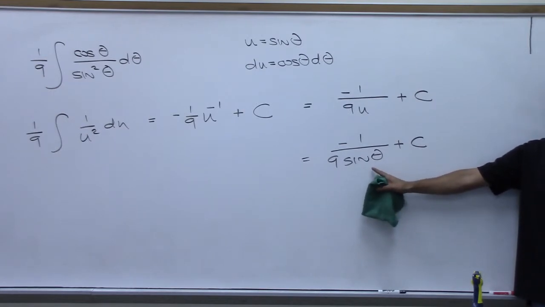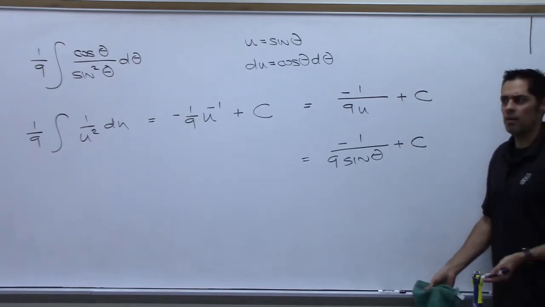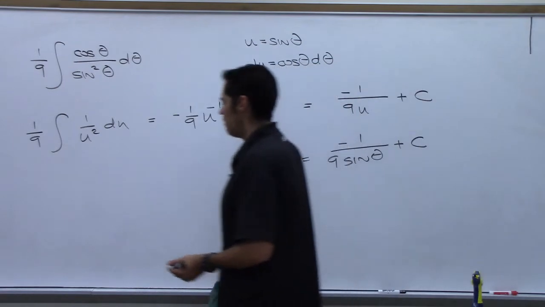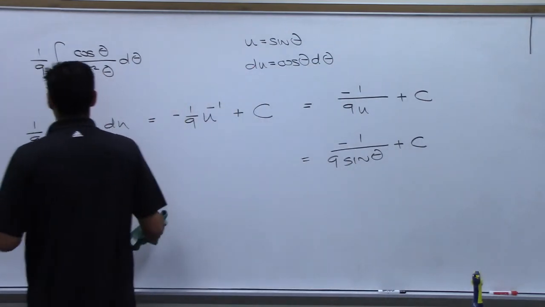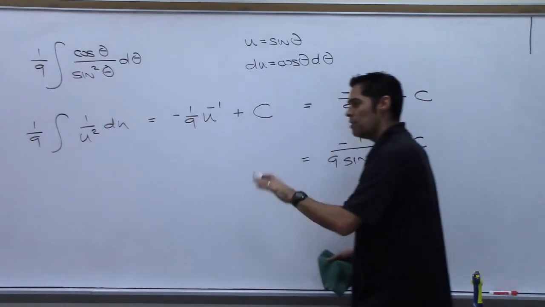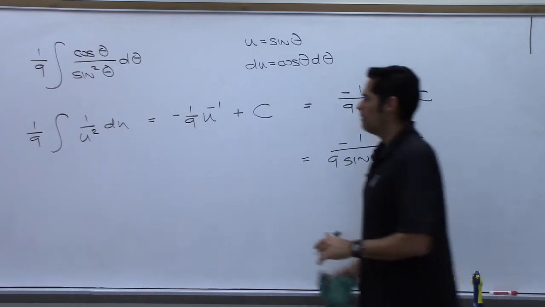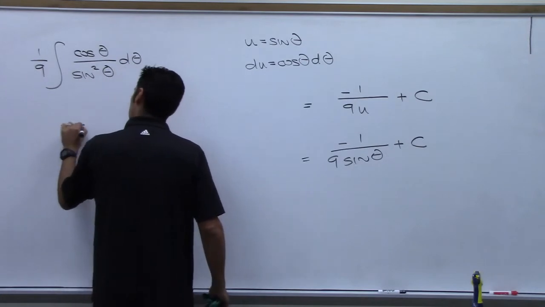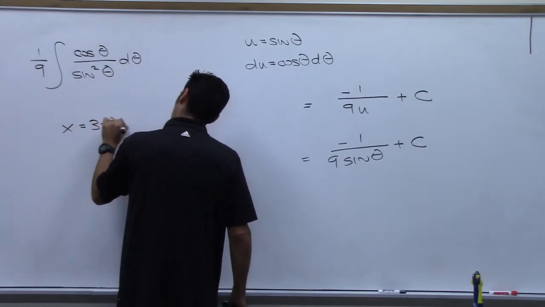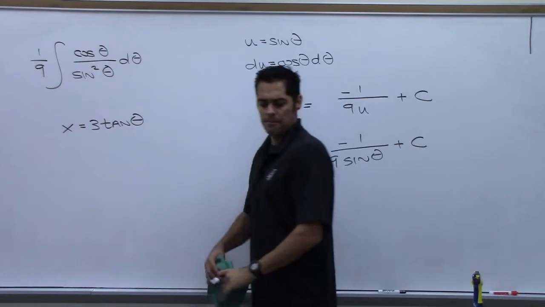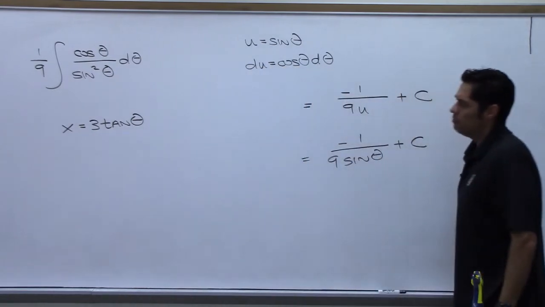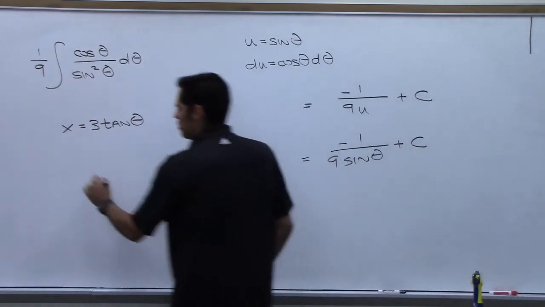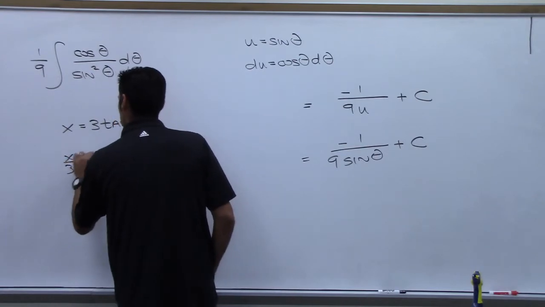Where did I pick up that in the last problem? Where did I figure out that cosine theta from? From a triangle, right? Where did that triangle come from? What information did I use to draw that triangle? What you used at the very beginning? The substitution that I used to start the problem. So what substitution did we use for the trig? X was 3 tangent theta, right? Okay, so let's get tangent theta by itself. So x over 3 is tangent theta.